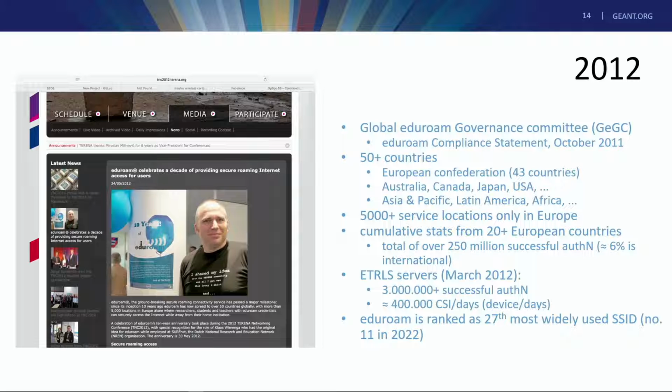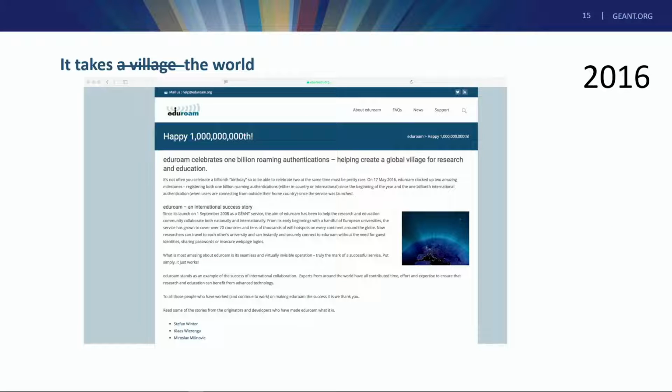EduRoam became the 27th most used SSID in the world. We were very impressed with that at the time. At the moment, we are 11. We have been number 10 also for a bit. So this is not just a toy thing in education anymore. This is one of the most recognized brands, if you want, in the world. And we did that together.